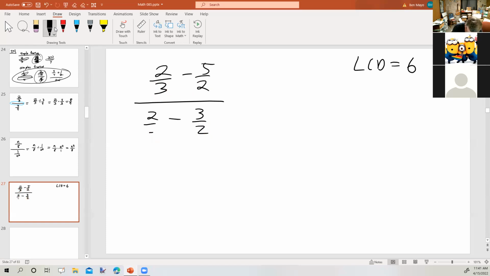Now, what I'm going to do is multiply the whole complex fraction, the whole mess, by 1. But my 1 is going to be written as the LCD over the LCD. And the reason I'm putting 6 over 6 is to help remind you that this 6 is in the numerator of the numerator, and this 6 is in the numerator of the denominator. In other words, it lines up straight across like that. Okay?